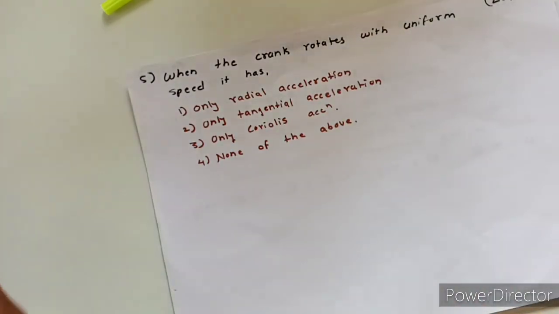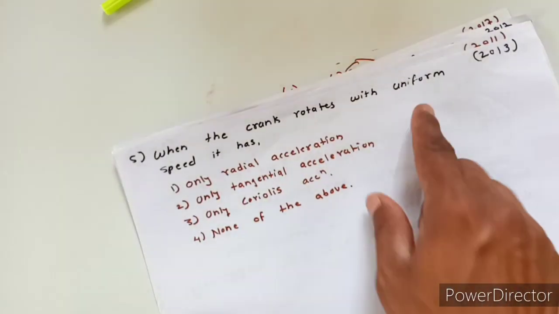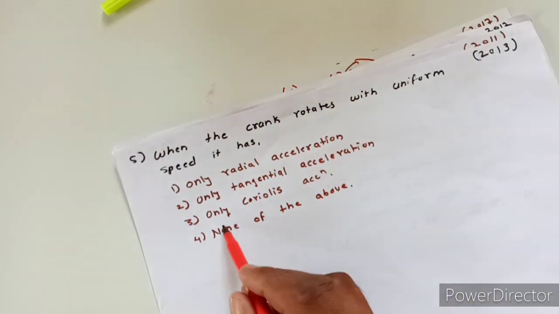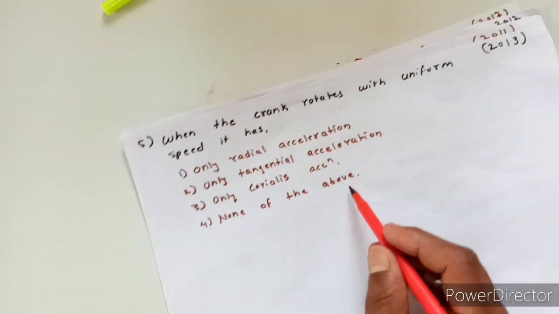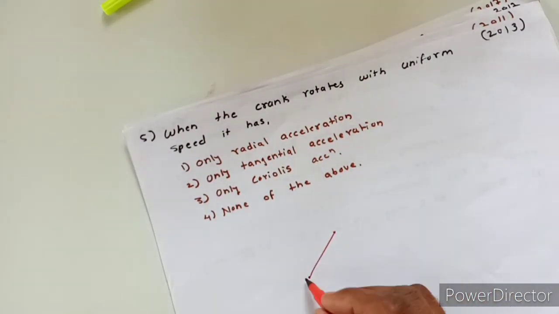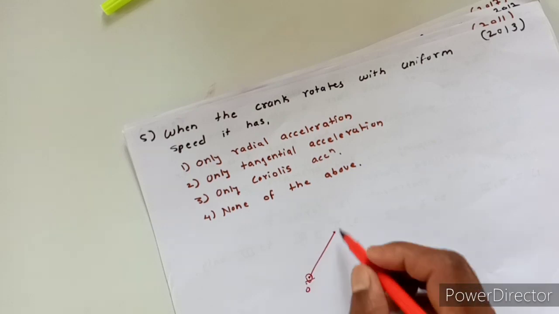And question number 5. When the crank rotates with uniform speed, it has only radial acceleration, only tangential acceleration, only Coriolis acceleration, or none of the above. We have seen, consider a link or a crank rotating about O.